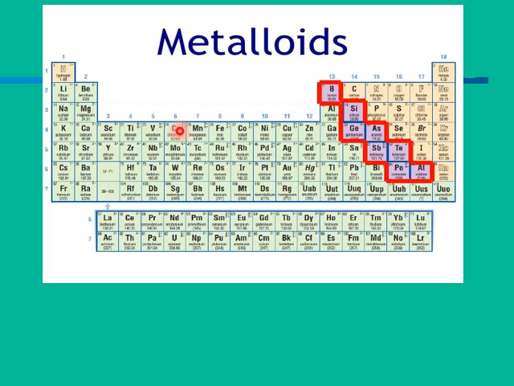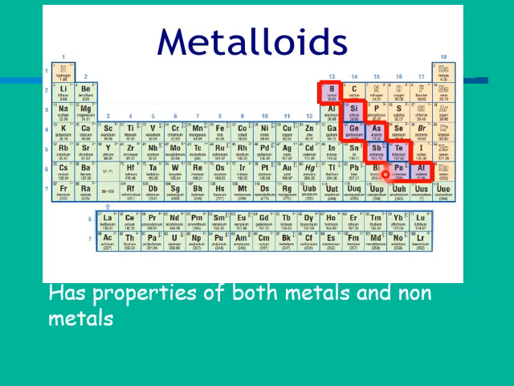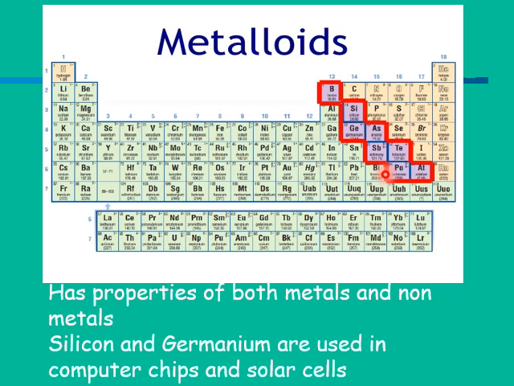So right between your metals and your non-metals, you're going to have what we call the metalloids, okay, forms a nice staircase. And these have both properties of metals and non-metals, okay, and we have silicon and germanium, okay, they're used in computer chips and solar cells.